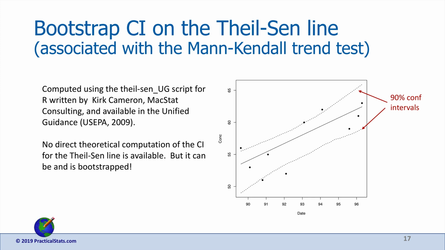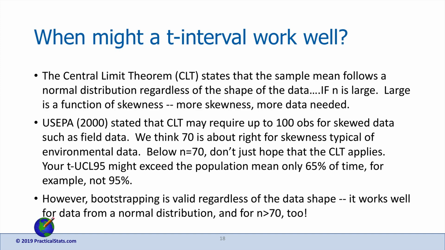But here's a simple one, the Thiel-Sen line, which is the non-parametric straight line model that goes along with the Mann-Kendall test for trend. And computing a confidence interval on that. At least I've never seen a mathematical formula for that confidence interval. There's one for the slope, but not for the line itself, incorporating the intercept and the variation and how it changes. Like regression, the variation is wider at the ends than it is towards the center. So here's a bootstrap estimate of that. That was written by Kirk Cameron with MaxStat Consulting and made available in the Unified Guidance EPA's 2009 document that was on groundwater statistics. So these kind of things are out there and available for you to use.